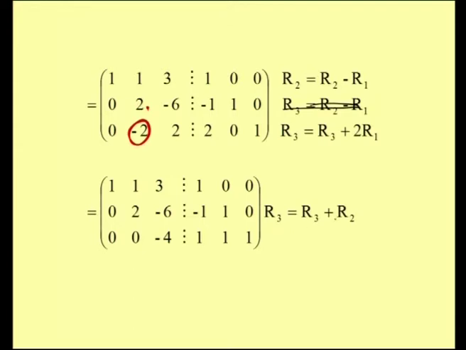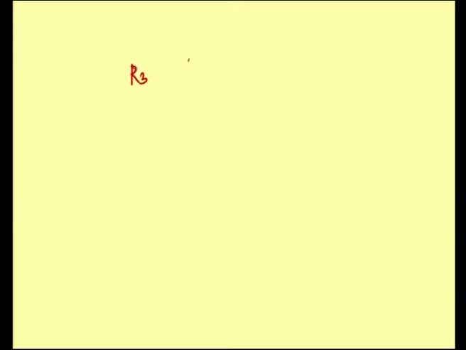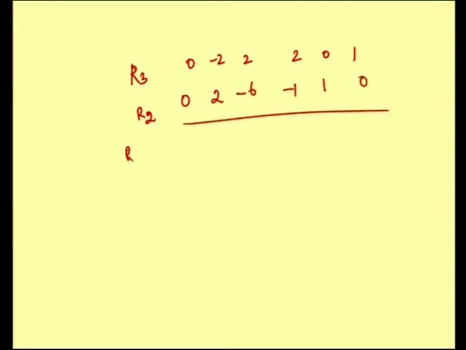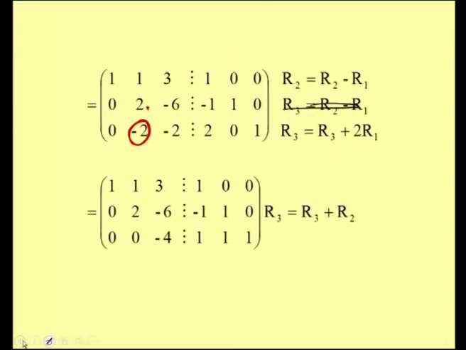So, what is row 3? Row 3 is 0, minus 2, 2, 2, 0, 1, and row 2 is 0, 2, minus 6, minus 1, 1, 0. Then row 3 plus row 2 is 0, 0, minus 4, 1, 1, 1. Isn't it? That is written here. 0, 0, minus 4, 1, 1, 1. Okay. Now, we have made the matrix an upper triangular matrix.